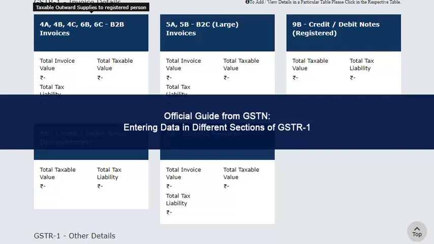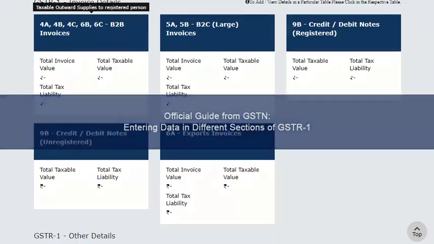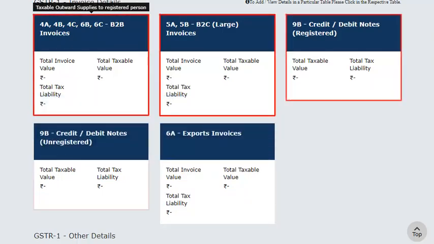This video familiarizes you with the different sections of GSTR1 in which data has to be furnished. As stated in the GSTR1 Return Overview video, the sections can be broadly grouped into two categories. In one category, invoice level details have to be furnished, whereas in the other category, summary level information has to be furnished. The first group has 5 tiles.